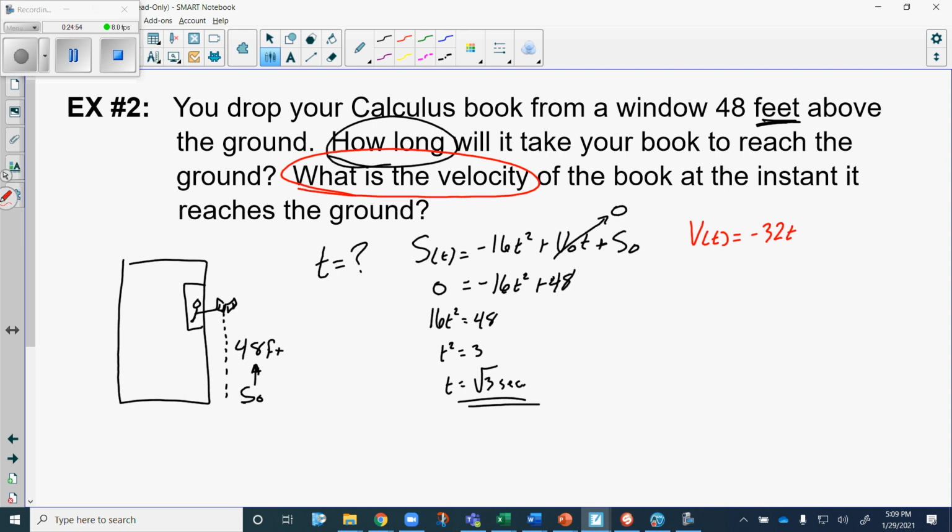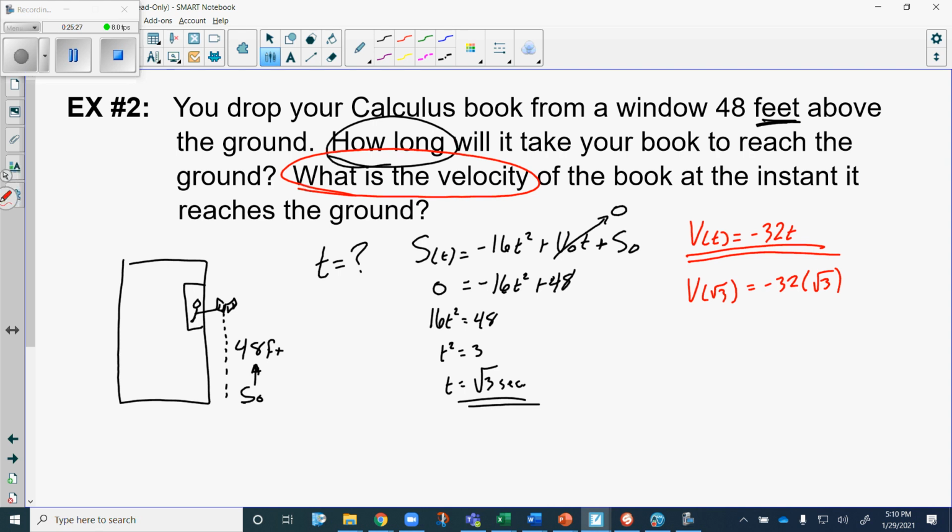So in this case, we're just taking the derivative of the function, and so the initial velocity is 0, so the derivative of 0 is 0, so this is the velocity function. So here I'm going to say v of radical 3 is equal to negative 32 times radical 3, and I have a calculator handy, but it's not asking me to do anything.